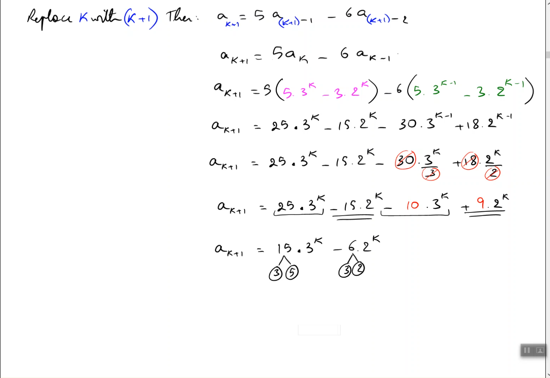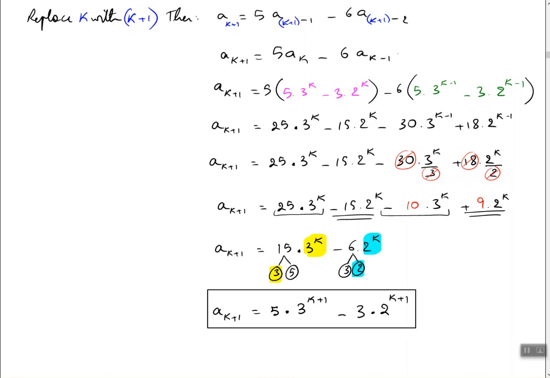So I'm gonna basically borrow this 3 and put it into that 3. And I'm gonna borrow the 3 and put it into this expression. Using the power rules, this is perfectly legal. If I did that, I would end up with 5 times 3 to the power of k plus the extra 1, minus, instead of 6, now we have the 3, times 2 to the power of k plus the extra 1. And this is what we wanted to prove in the first place. This was our goal. And so we are finished with the problem. QED.